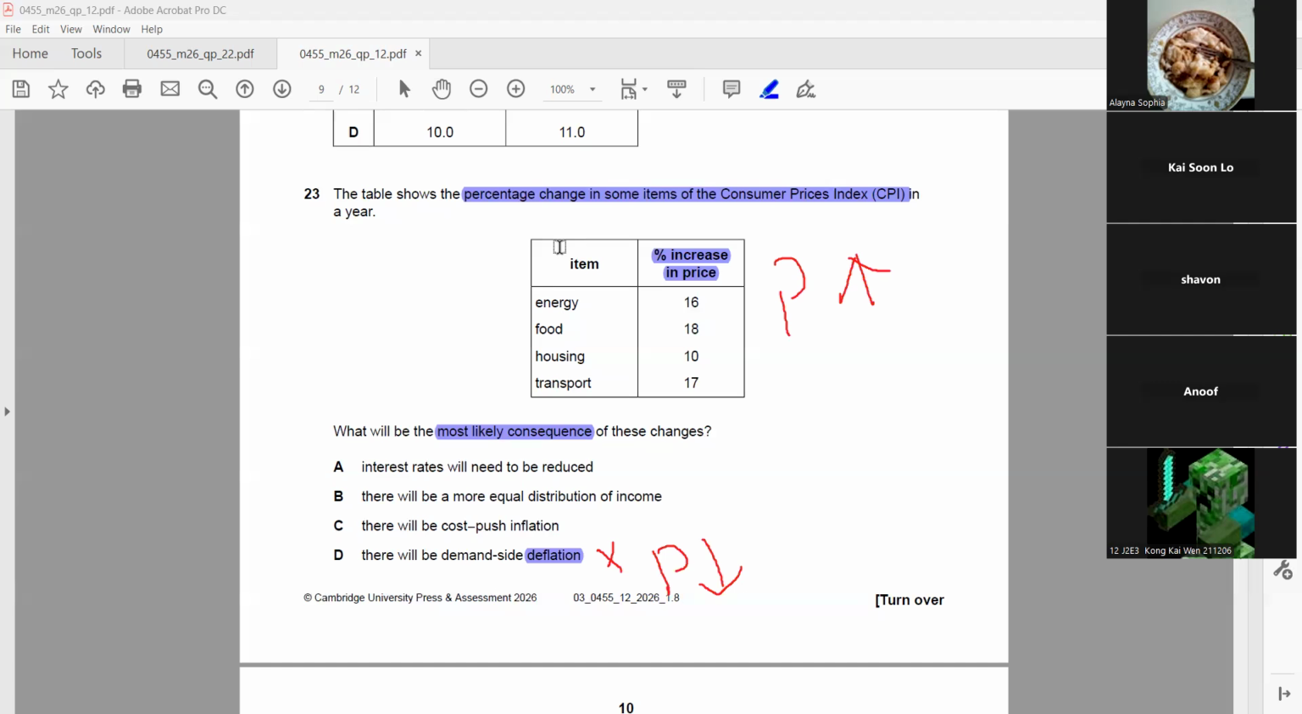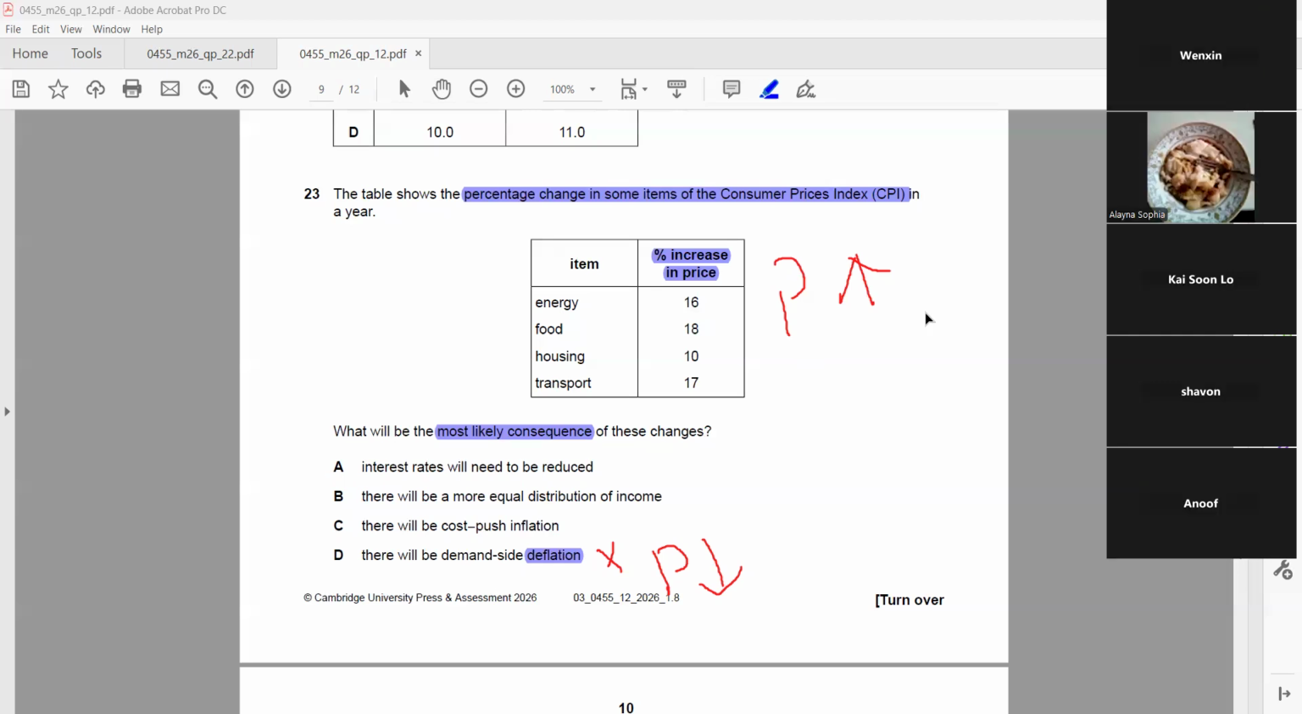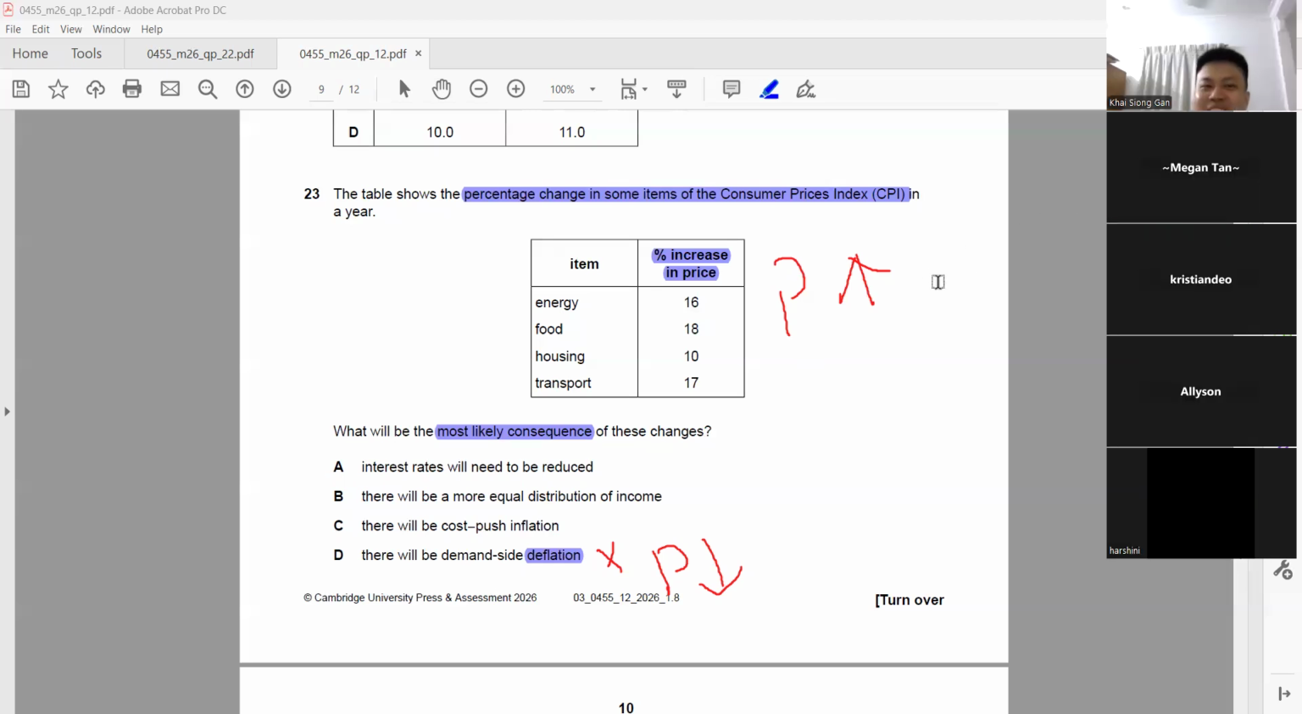Answer is... No, Kai-sun. Nothing to do with interest rate. Why suddenly interest rate? Does CPI tell you something to do with interest rate? No. No, I like this paper because without answers, so I can see how you answer. Without answers, I can see your actual answers.